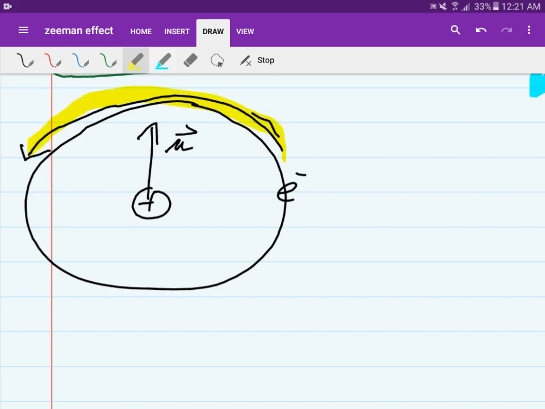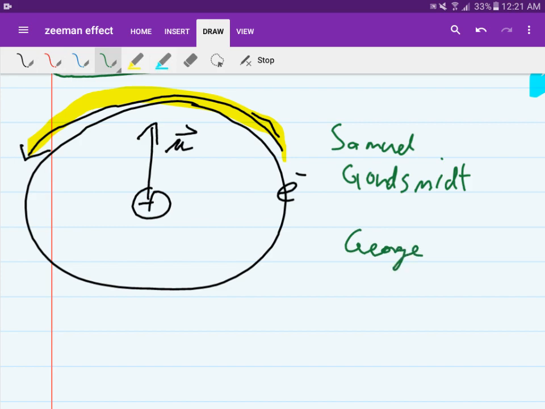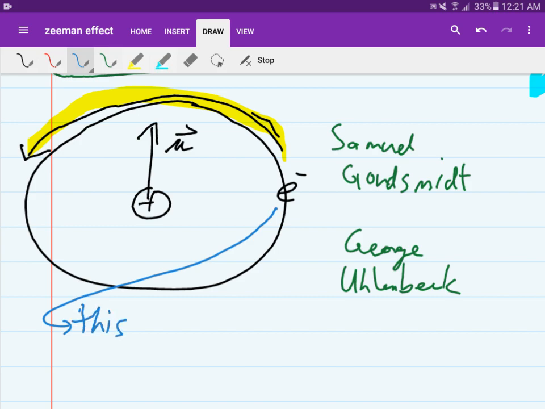So two graduate physicists, let's call them Samuel Goldsmith and George Uhlenbeck, proposed that the electron should have some sort of additional motion.